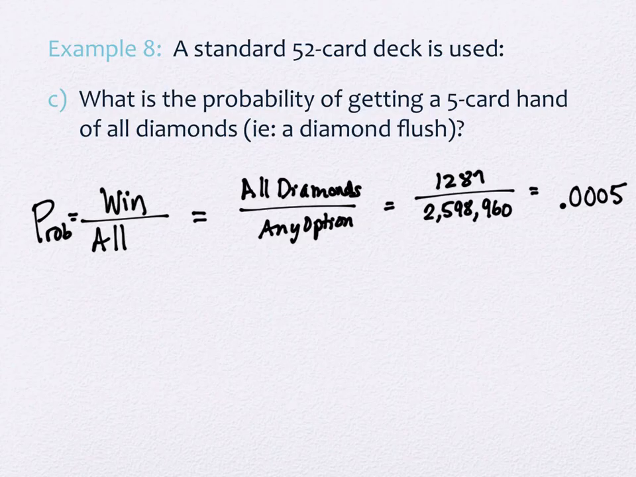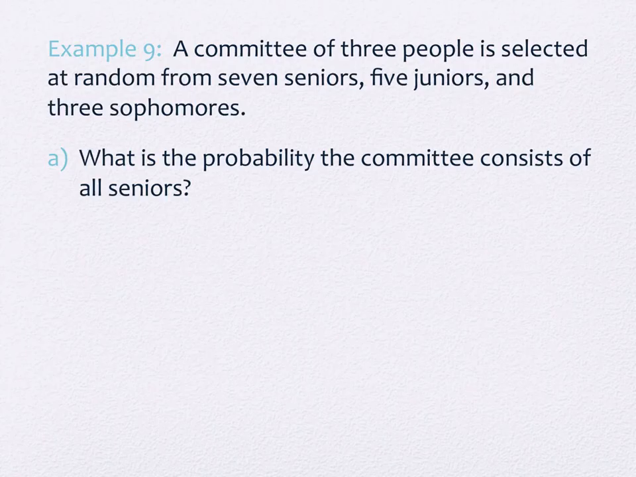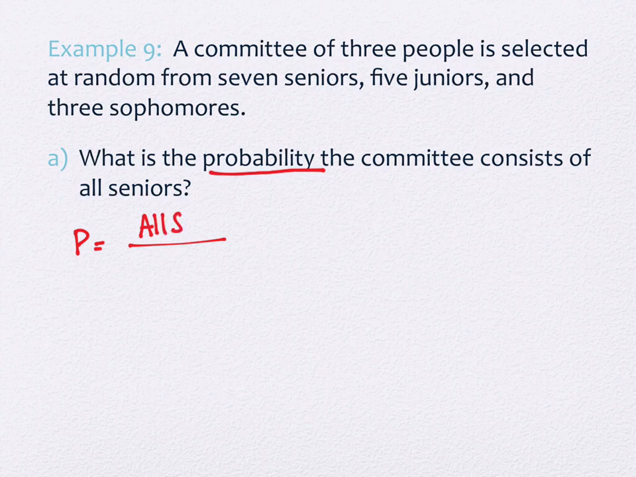Okay, so let's try another example. We're going to do a group of students. They're 7 seniors, 5 juniors, 3 sophomores. And we're going to create a committee with those students. So we want the committee to consist of all seniors. And it does say probability, which means we're going to need to find 2 things. So the probability, like we did the last time, is the number of ways, in this case, that it's all seniors, and this is any option or any grouping.